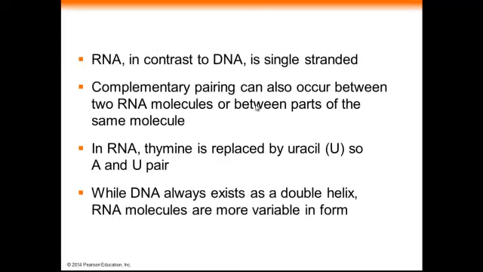RNA, by contrast, is a single-stranded molecule. Now, sometimes complementary pairing occurs, but that just depends on the type of RNA. Besides being single-stranded compared to double-stranded in DNA, one of the big differences in RNA is that instead of having the T or thymine, there's U or uracil. So uracil acts like thymine in that it will base pair to adenine. And while DNA always exists as a double helix, RNA molecules have more variable forms, and we're going to learn about those later.